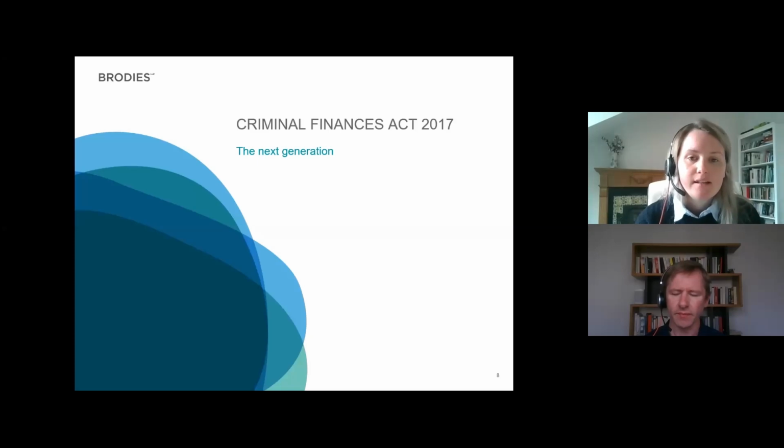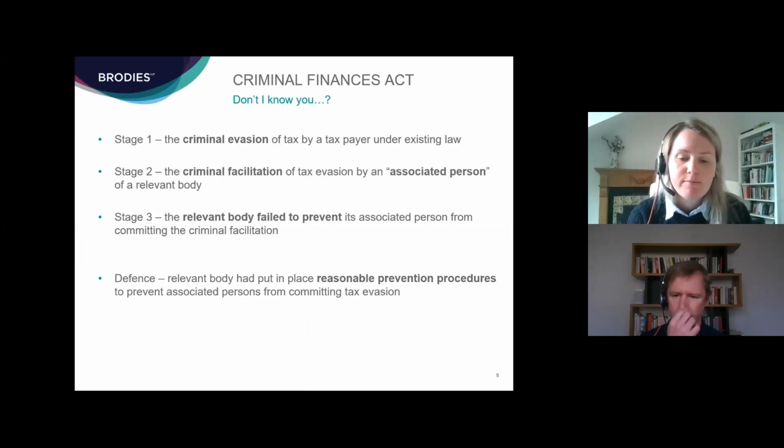So we're describing these new failure to prevent offences imposed under the Criminal Finances Act as the next generation. And as Paul was saying, that really builds on the Bribery Act. So looking at the essential elements of an offence under the Criminal Finances Act, we'll come on to look at the offences themselves in more detail a bit later on, but if we start with the essential elements of an offence, stage 1 is the criminal evasion of tax by a taxpayer under existing law. Stage 2 is the criminal facilitation of tax evasion by an associated person of a relevant body, and stage 3 is that there was a failure by the relevant body to prevent its associated persons from committing the criminal facilitation at stage 2.